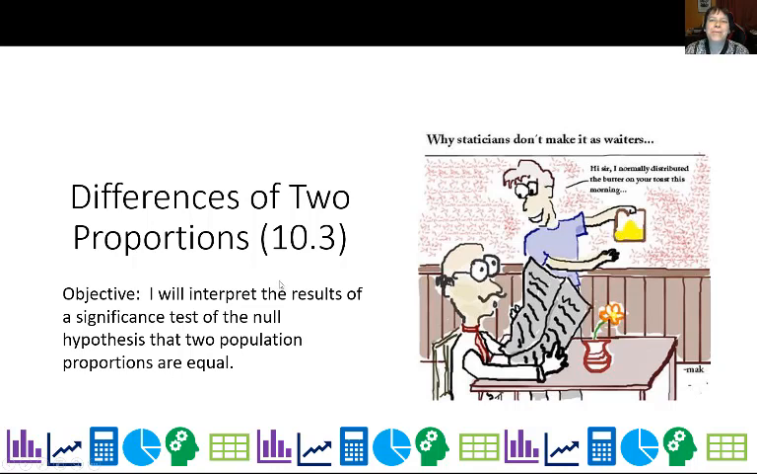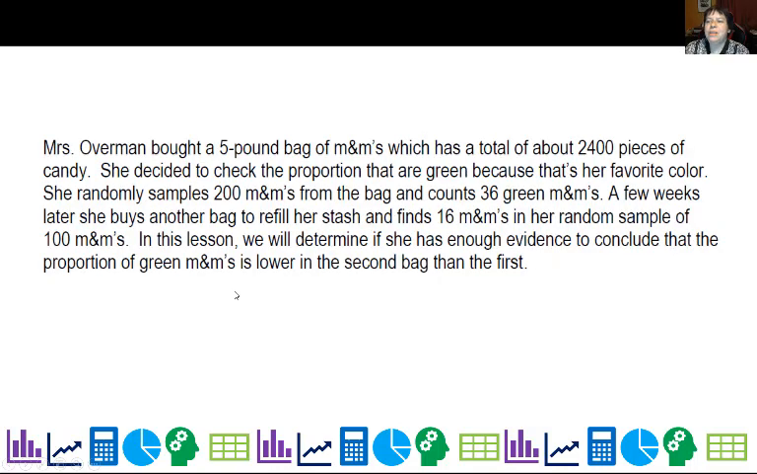All right, and today we'll be looking at the differences of two proportions. So I bought a 5-pound bag of M&Ms, which has a total of 2,400 pieces of candy, roughly. I checked the proportion that are green because that's my favorite color, and I randomly sample 200 M&Ms from the bag and count 36 green M&Ms. A couple weeks later, I buy another bag, and I find 16 M&Ms out of a sample of 100.